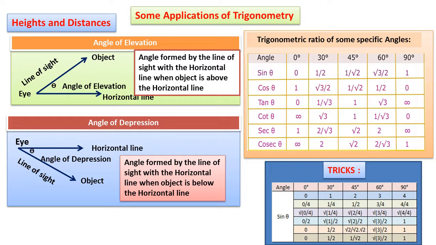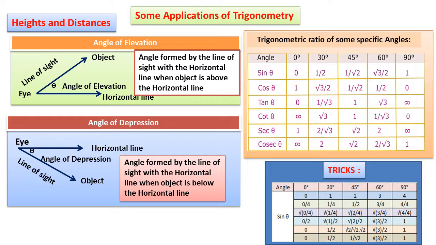We need to know the angle of elevation and what is meant by angle of depression. Angle of elevation is an angle formed by the observer when he is looking at an object which is above the horizontal line. So here you can see an observer. He is looking at the object, and this is called the line of sight. The object is above this horizontal line, and this angle is called the angle of elevation.